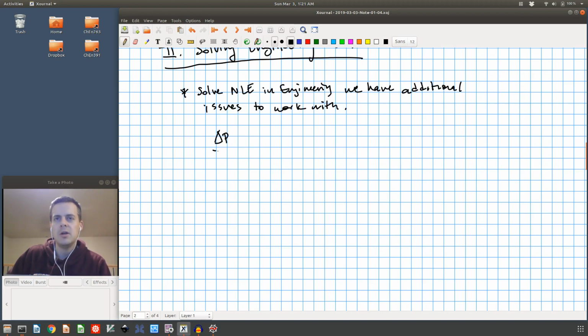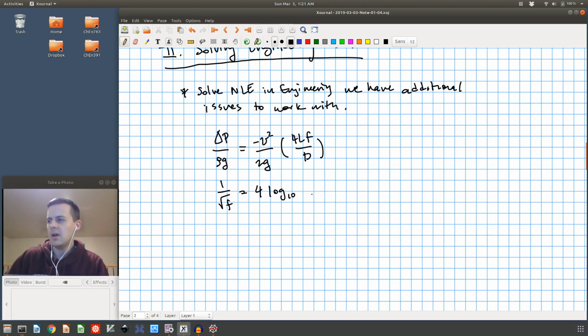I have delta P over rho g equals minus V squared divided by 2g, multiplied by 4LF divided by D. That's one equation. Then I have 1 over the square root of F equals 4 log base 10 of Re times the root of F, minus 0.4. And the last one is an equation for Re, which is rho V D over mu. Right? So I'm going to explain what these equations are real quick.